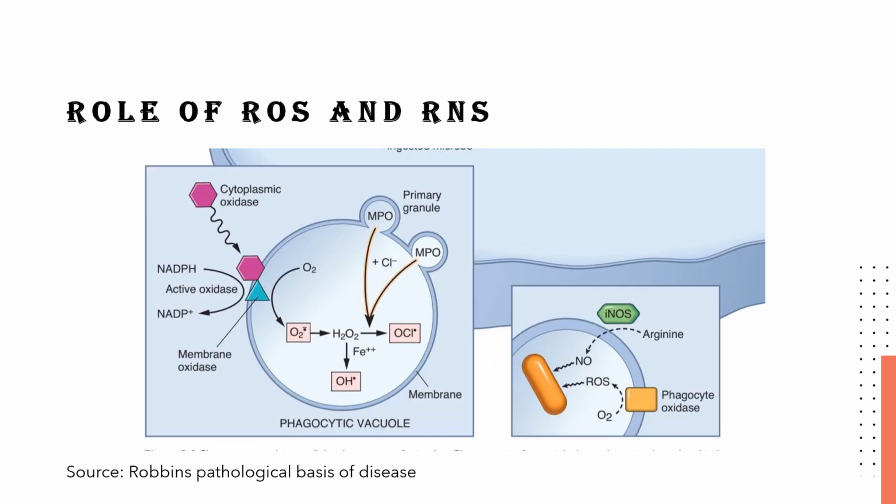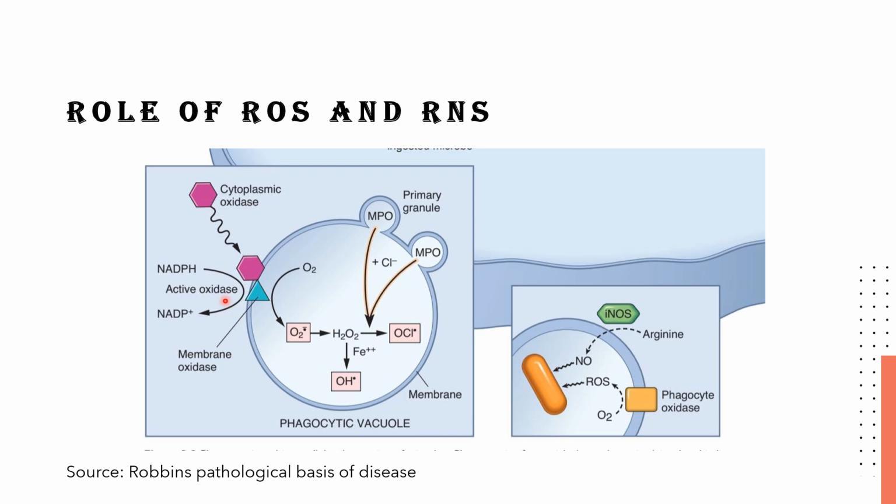Phagocytosis is incomplete without understanding the role of ROS, which is reactive oxygen species, and RNS, which is reactive nitrogen species. Let us go one by one. We first start with reactive oxygen species. Have a look at this diagram. As you can see here, there is a cytoplasmic oxidase which will go and bind to the membrane oxidase, and this will activate the active oxidase. This active oxidase will convert NADPH into NADP+.